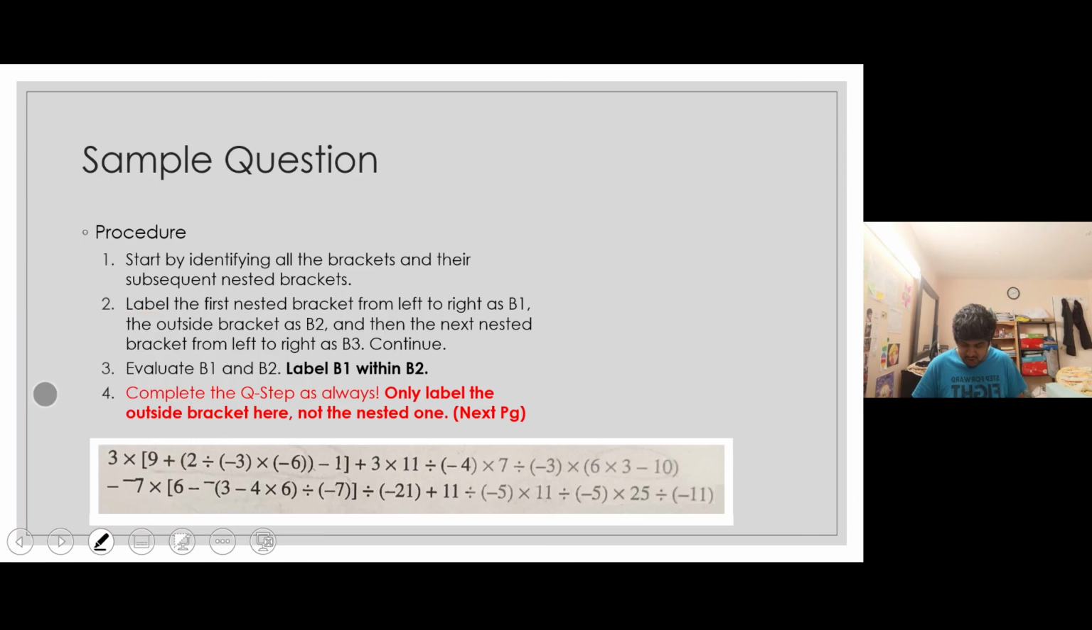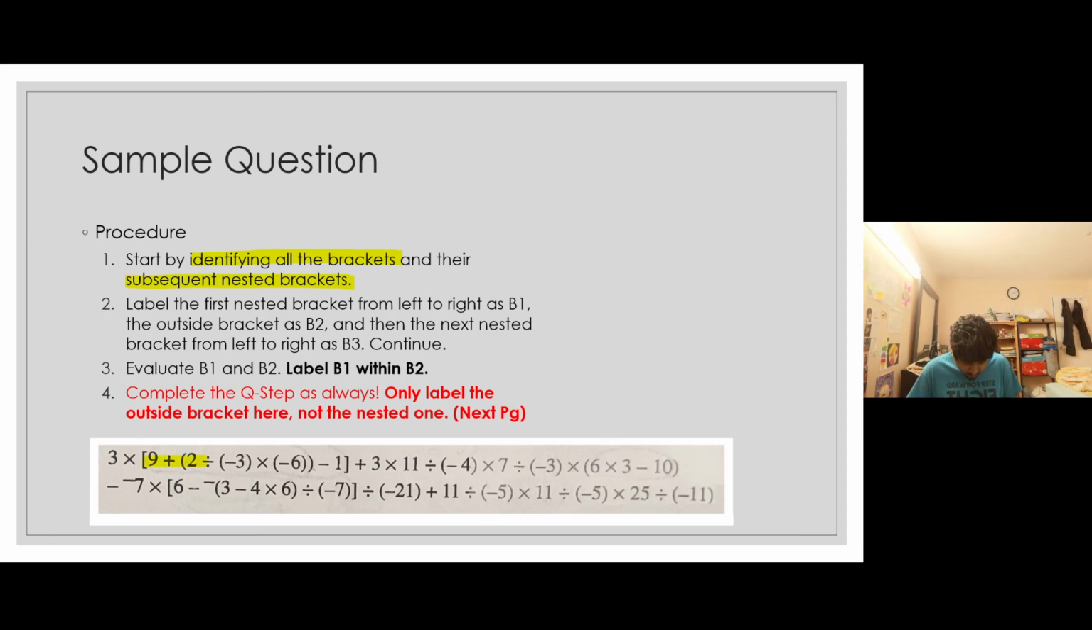I'm going to use the highlighter just to point out the main things here. Number 1, you want to start by identifying all the brackets and their subsequent nested brackets, right? We always start by identifying brackets. That hasn't changed, but now we're going to identify all the nested brackets too. Let's actually do that right now.